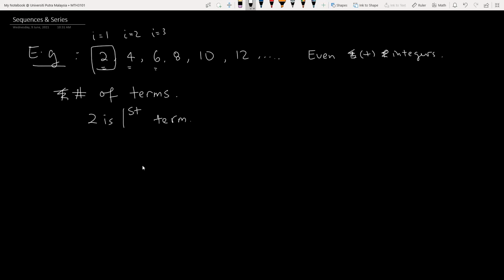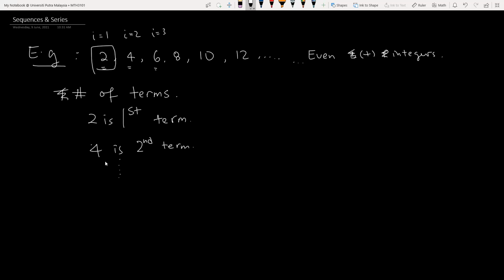Okay, mungkin saya slow-slow sikit sebab apa? Sebab nanti dia akan melibatkan satu benda yang lebih besar. So kita jelaskan dia punya terminologi dulu. Okay, and then 4 is the second term, and so on. And then the number of terms, kalau ada banyak-banyak macam ni, if you have a lot of these, more than you can count.